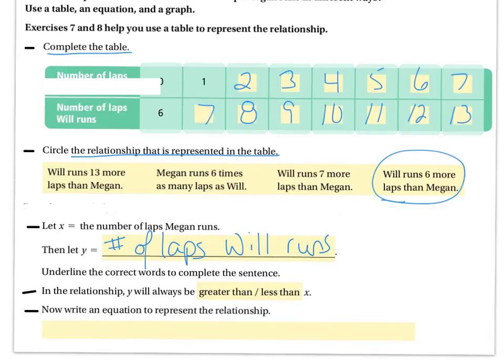In this relationship, Will will always run more laps than Megan. So y will always be greater than x. Now to write an equation to represent this relationship, we will say that y is always going to equal Megan's run plus 6. So as you can see, we have done it in a table and we have done it in an equation.